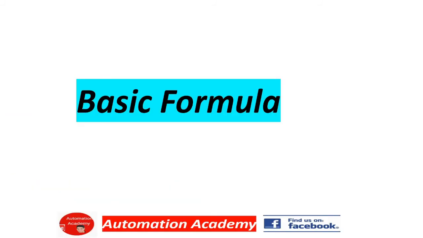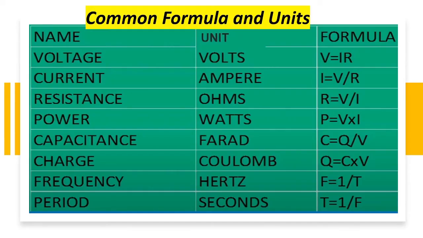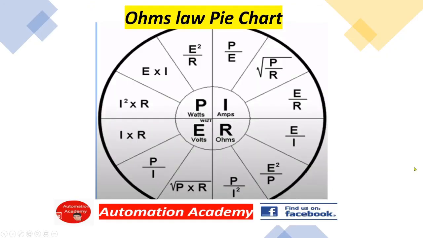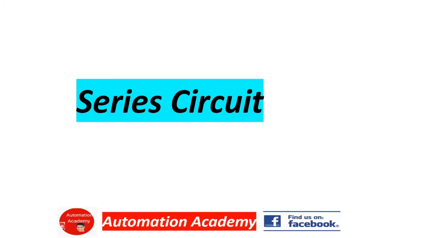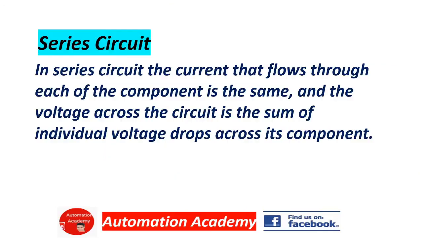Our next topic is basic formula. Review yourself for common formulas and units. Our next topic is series circuit. In a series circuit, the current that flows through each of the components is the same, and the voltage across the circuit is the sum of individual voltage drops across each component.